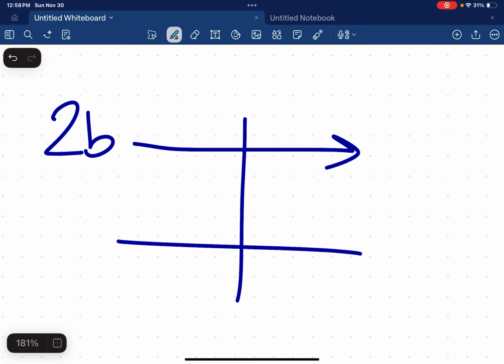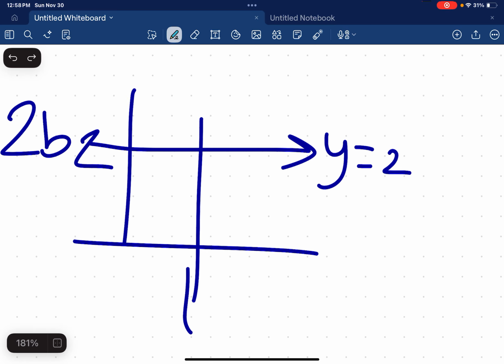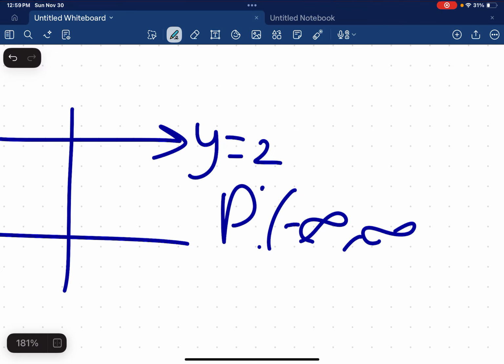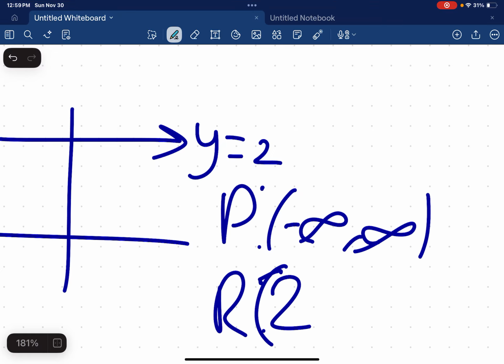We have the graph of y equals 2. And this is a function. It passes the vertical line test. And now we need to state its domain and range. Domain is just going to be equal from negative infinity to positive infinity, which is just all real numbers, and its range is only going to be 2.